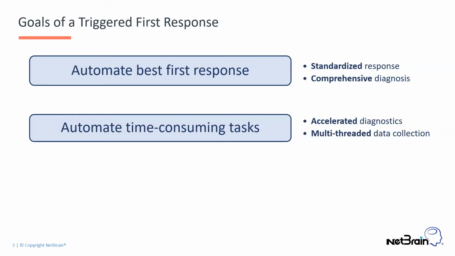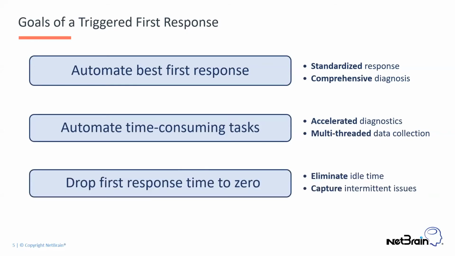So this is the goal here. And software is designed to accelerate the work of humans and to do it in a multi-threaded rather than a sequential manner. And lastly, we want to drop that first response time to 0. So this allows us to meet your ticket SLAs every time, eliminate that ticket idle time, capture that hard to catch data for intermittent issues, ensure an automatic first response every time. So this is one of the big values out of triggered response.